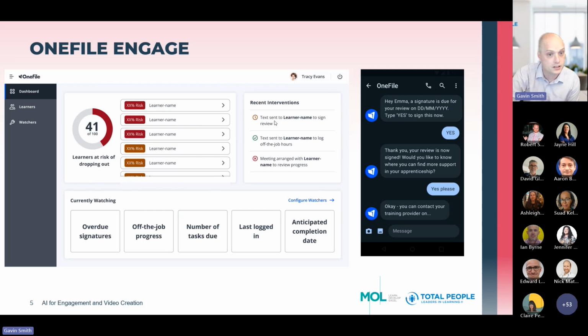We can look at the recent interventions of what's happened. Again, that's very important for us. And then we'll have watches or metrics, saying what's important to us as a company in order to say, are learners at risk of leaving the program or dropping out of the program? And then there's an example of some of the potential for the text messaging there. Can you sign this? Yes, right, great.